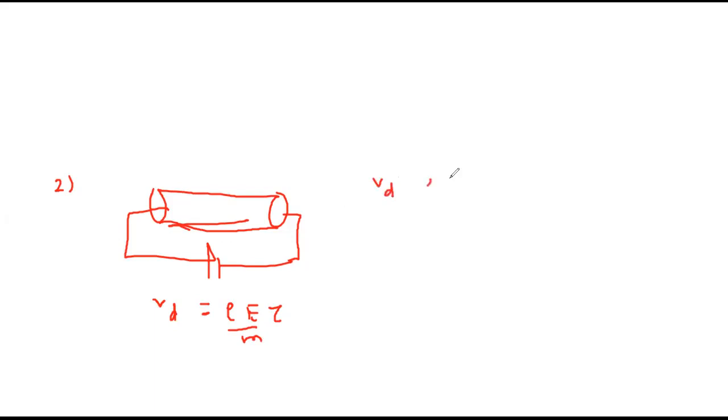can I say it is proportional to relaxation time? Hello? Yes, sir. So we get drift velocity is directly proportional to relaxation time. E is electron charge, that is constant, mass M is constant, field E depends upon V, that is constant. So drift velocity is directly proportional to relaxation time.